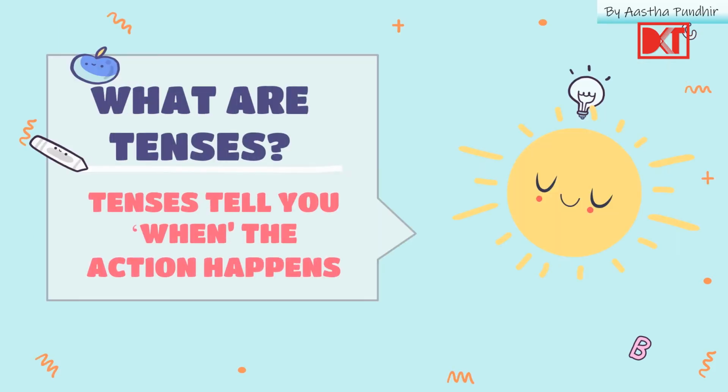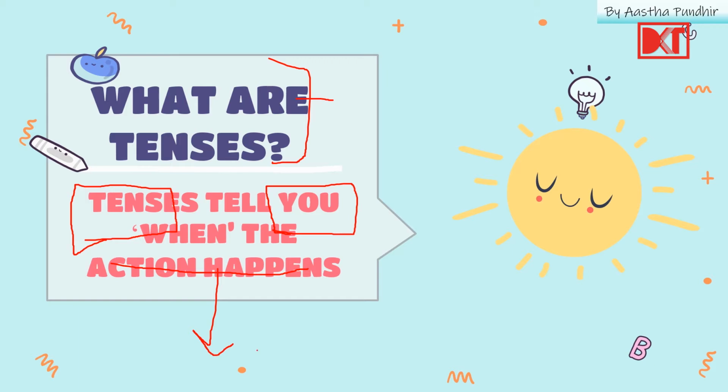So the first question that comes to our mind is, what exactly are tenses? Right? So tenses are nothing but an important tool that tell us when the action happens. And the words which actually tell us the action are verbs. So these verbs are formulated as per the tenses.